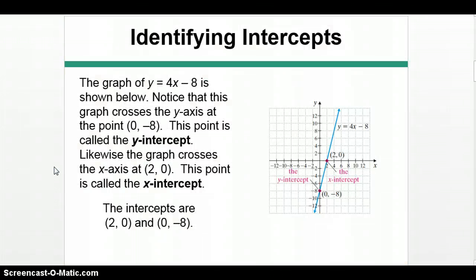Identifying intercepts. Look at the graph. The graph crosses the x-axis at (2, 0), and crosses the y-axis at (0, -8).